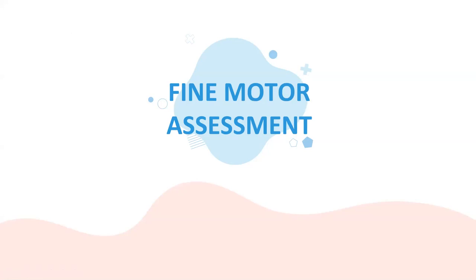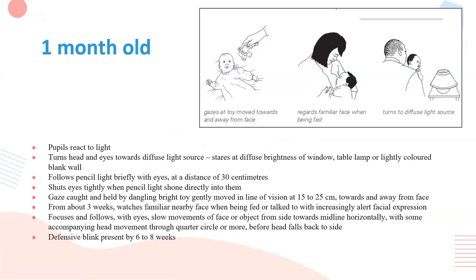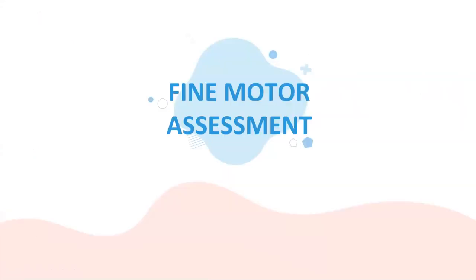Okay, so fine motor assessment actually goes in line with the visual perception development. So children will change from reacting to sensations, making random and uncoordinated movements, to acting in a planned and coordinated manner. So, okay, next slide.